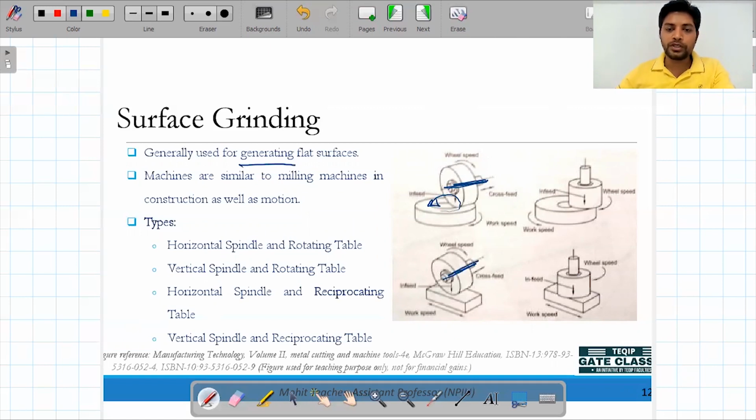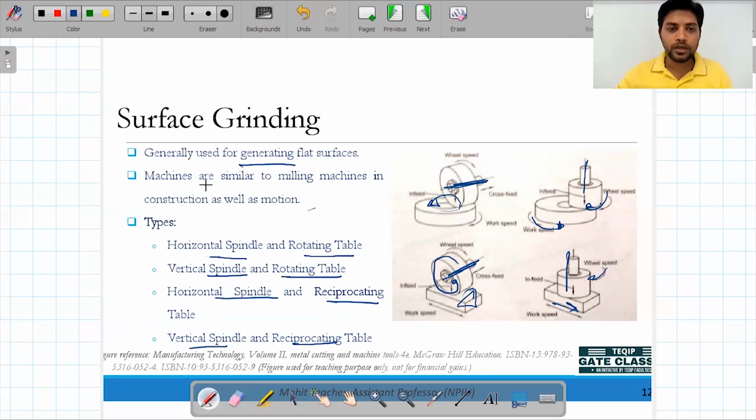Now in this also, this is the horizontal spindle over that this wheel is mounted. So flat surfaces, like rectangular surfaces, can also be produced through this. Now these are the vertical. In this, basically, the front surface of the wheel has grains over there. When we are rotating this one, this is also rotating, and this is reciprocating. On the basis of reciprocating and rotating, we are defining it: horizontal spindle rotating table, vertical spindle rotating table, horizontal spindle reciprocating table, or vertical spindle reciprocating table.